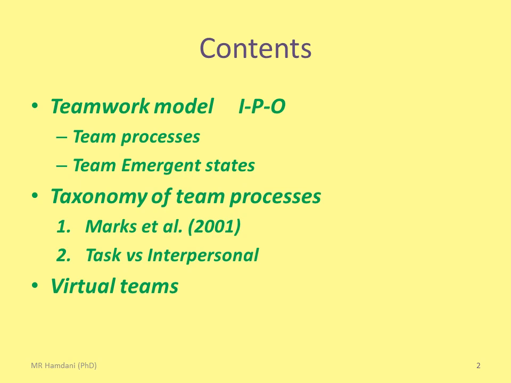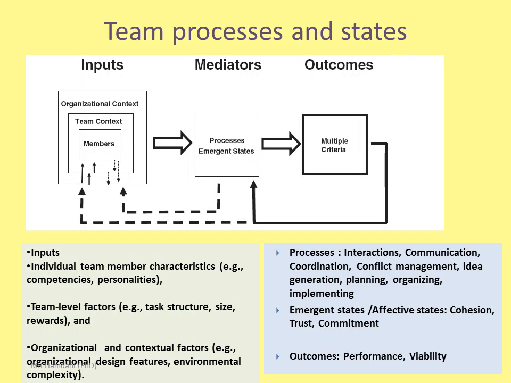As shown in this model, in order for teams to function, they need certain inputs. These inputs can include individual team members' characteristics. For example, if you have a team of engineers, their expertise is going to be input to the teamwork. Then there are other types of inputs, for example, team level inputs, such as what is the task structure? What type of resources are provided to the team? So these can also be inputs to the team activities.